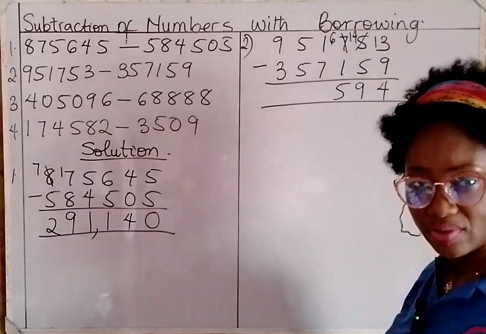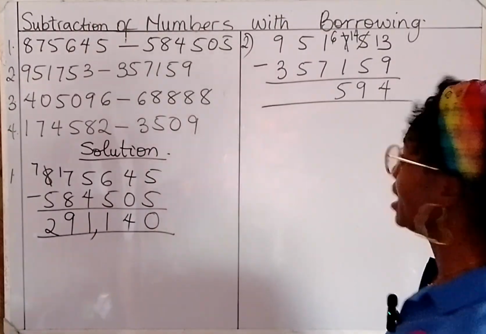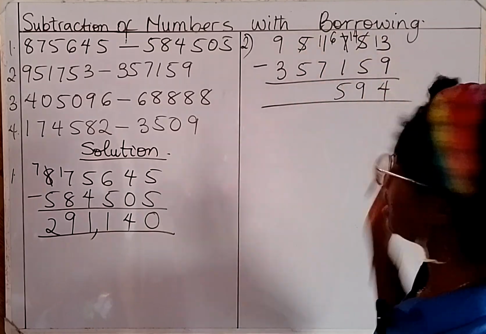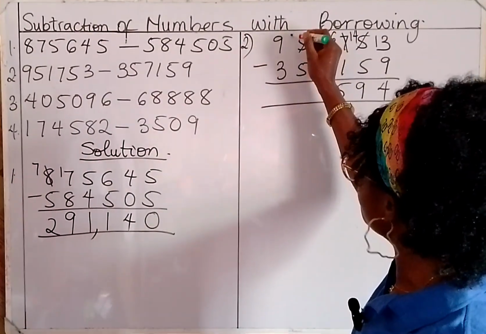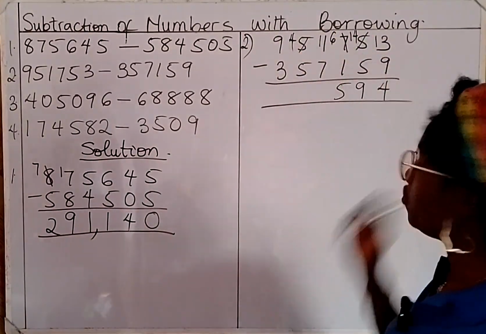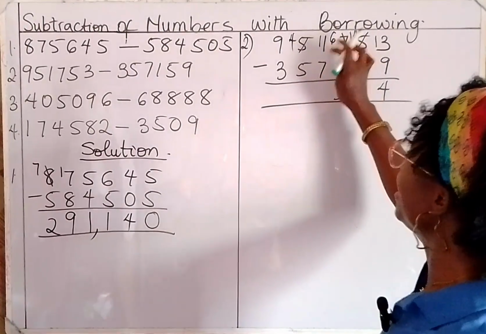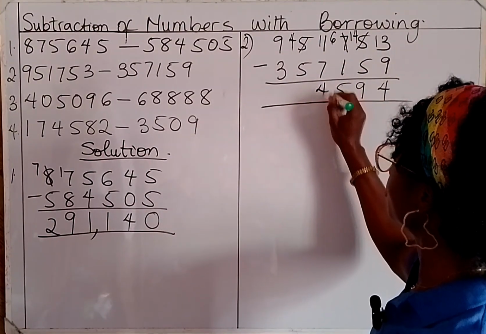Can 1 take away 7? That's impossible. So what do we do? We are going to borrow from 5, add it to 1 to make it 11. And here we're left with 4. Now, 11 take away 7. I've already given away the answer. 11 take away 7 equals 4.